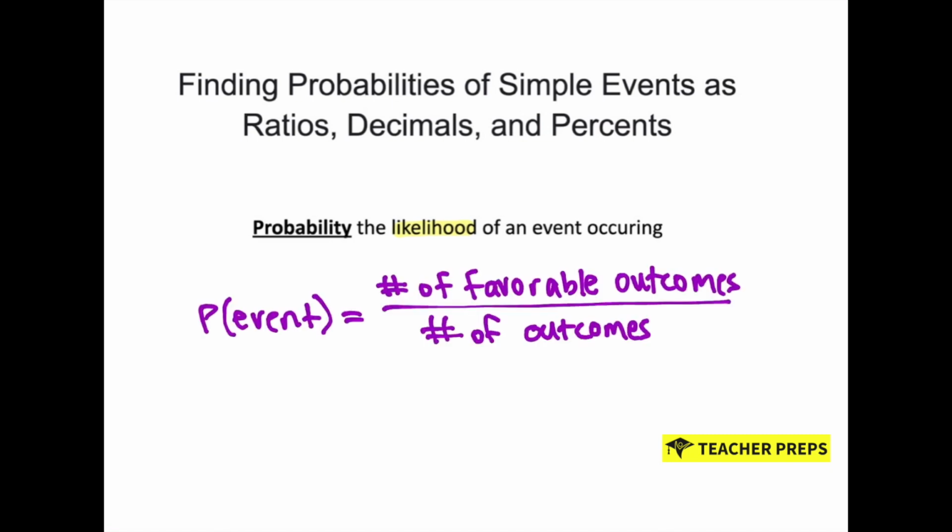When you find probability, you find it first by writing the ratio that is composed of the number of favorable outcomes over the number of total outcomes. These ratios can then be turned to decimals and percents.